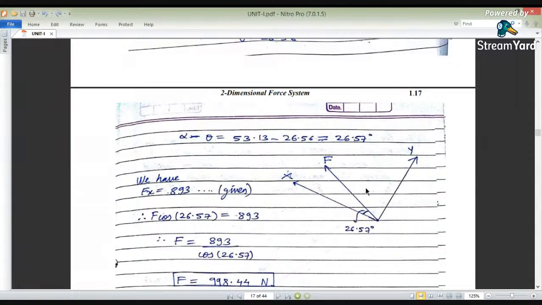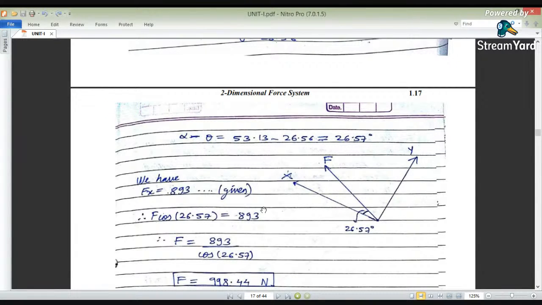Why are we calculating all these things along the x and y direction? Because this force F is inclined, it is applied at inclined x and y axes. If it is applied on a horizontal x and vertical y axis, then the problem is simple. But here this force has been applied on some inclined plane. So here the inclined plane is x and y, and we have calculated the angle made by this force with the horizontal axis as 26.57.